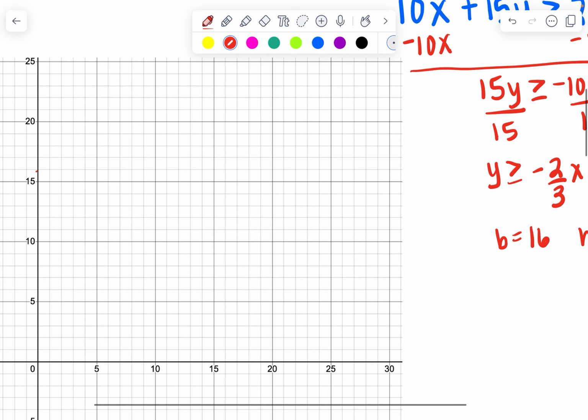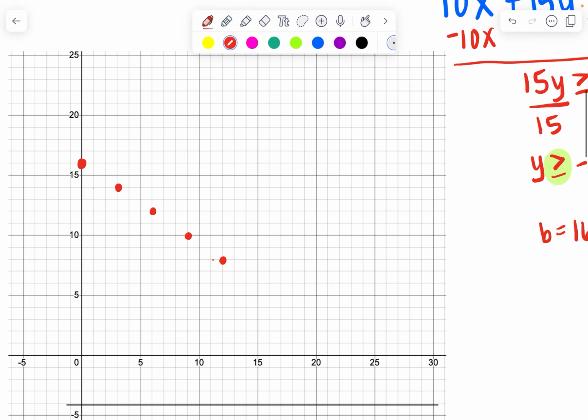So we'll start at 16. Slope is negative 2/3, so I'm going to go down 2, over 1, 2, 3. I'm going to do that a couple times, just so I can get an accurate sense of how the line is supposed to look. It is greater than or equal to, so it's going to be a solid line that we're going to draw through those.